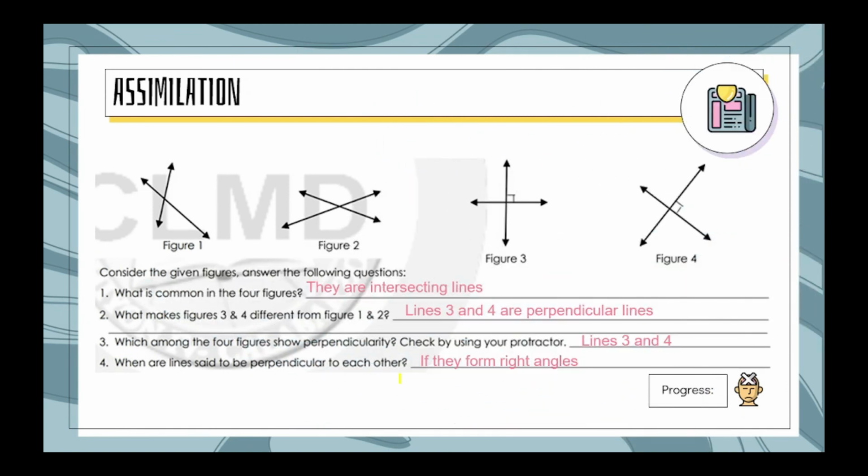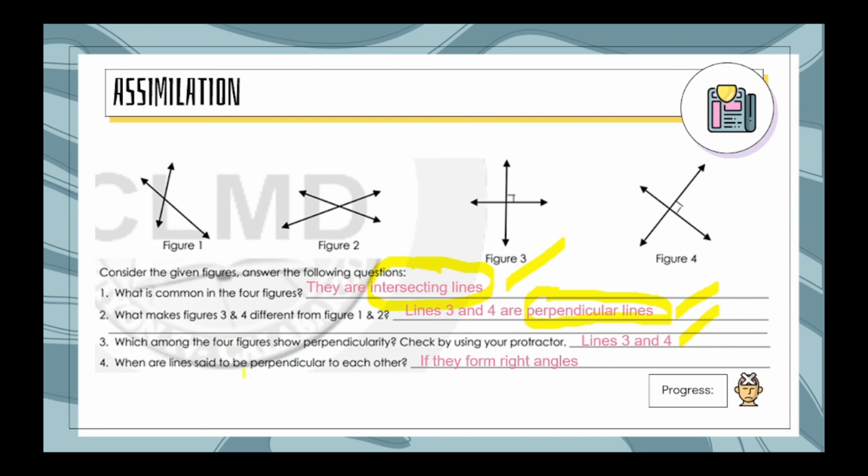Alright. So, for number 1, the answer is the common to these 4 figures, they are all intersecting lines. Ayan. Kung ito ang sagot nyo, tama yan. Next, what makes figure 3 and 4 different from figure 1 and 2? They are different because they are perpendicular lines. Next, which among the 4 figures show perpendicularity? So, sinabi ko na kanina, figures 3 and 4.